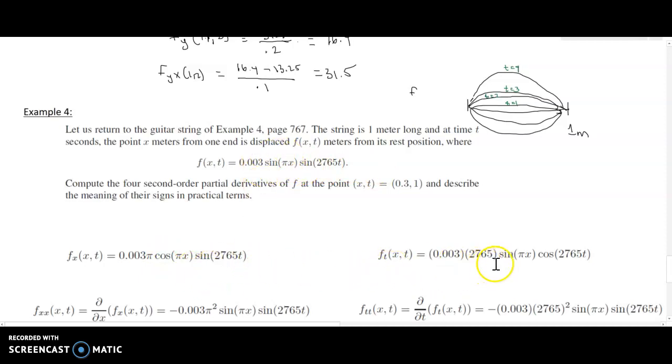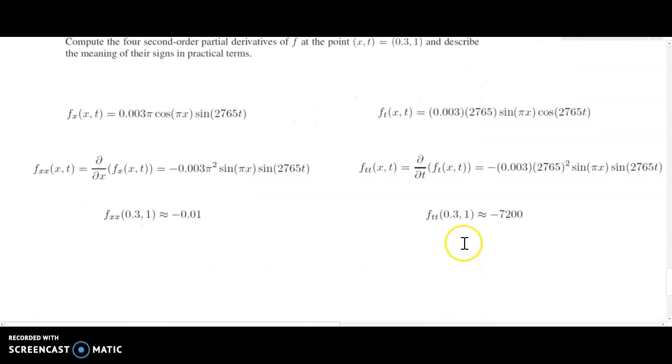Similar thing for t, we take the derivative of sine of 2,765 t, which is cosine of 2,765 t times the derivative of the inside, which is that. And again, using Wolfram Alpha, we can compute these. So here we have the second partial derivative. Once we have this computed, we plug in 0.3 for x and 1 for t, and the value that comes out of this is negative 0.01.